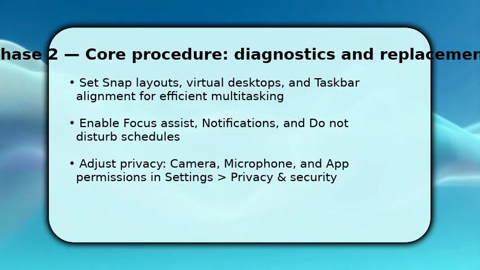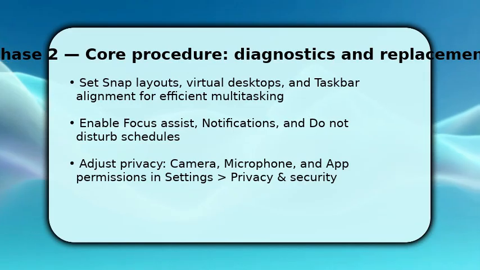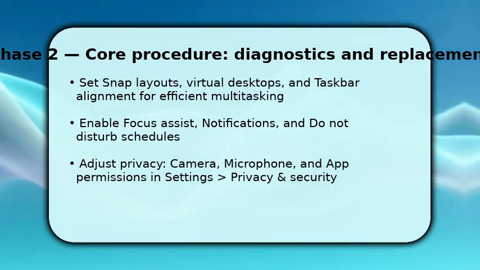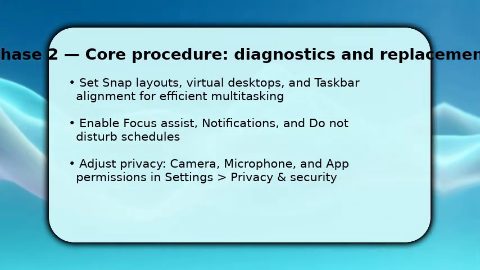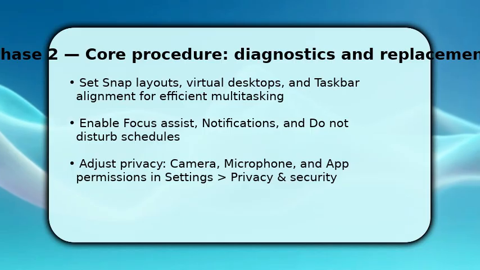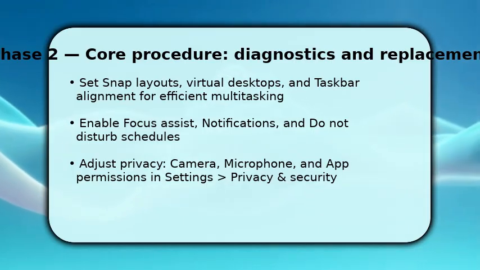Next, you configure core features that change how you work. Set snap layouts and virtual desktops to organize windows. This reduces clutter and speeds task switching. Then align the taskbar to center or left. Depending on reach, small changes matter.